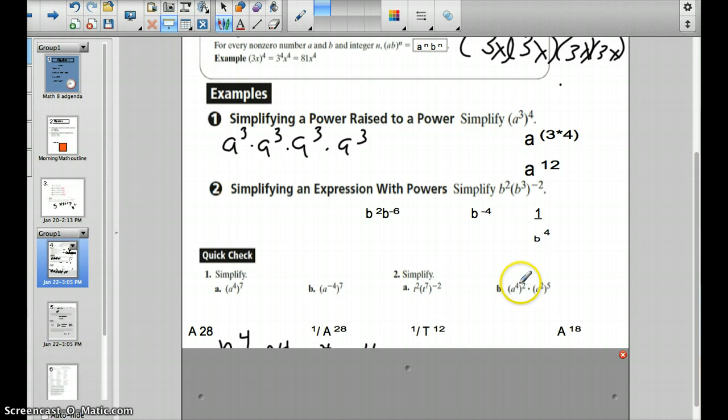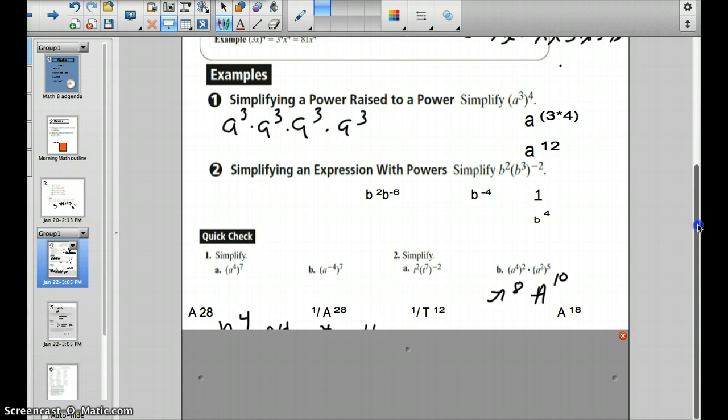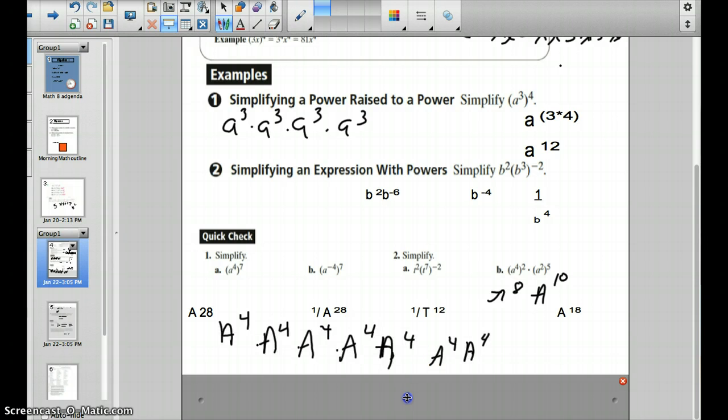And then our last one, we have a to the 4th squared, which means that becomes a to the 8th. And then a squared to the 5th becomes a to the 10th. And then again, going back to the rules that we worked with yesterday, we can add those exponents and we get a to the 18th.